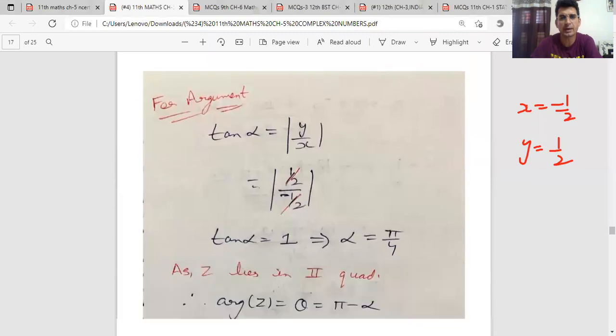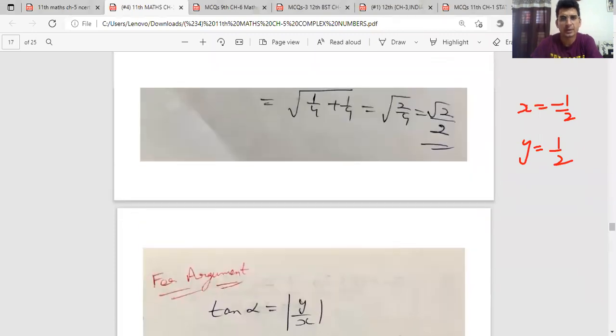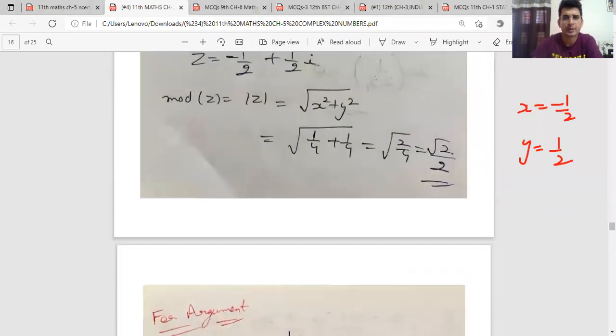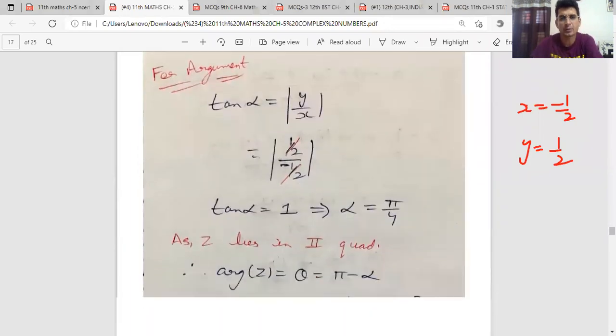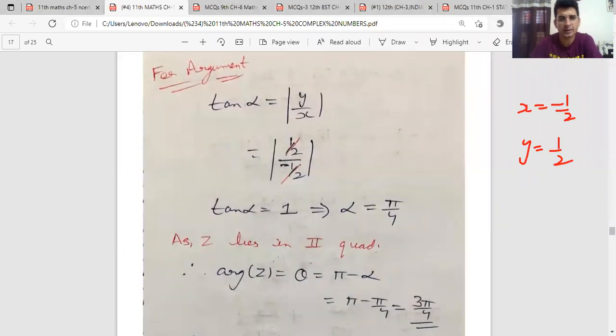Now we need to find the value of argument. For argument, the first step is to find the value of tan alpha, which is equal to y by x. Now here y is equal to 1 by 2 and x is equal to -1 by 2. So basically tan alpha is equal to -1. Because of the modulus sign, it will be equal to 1.